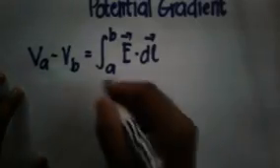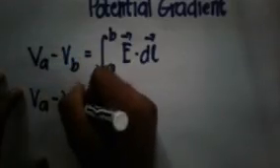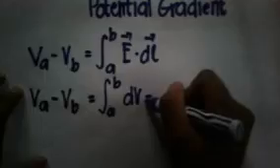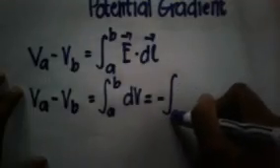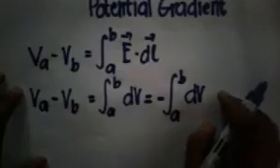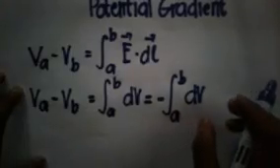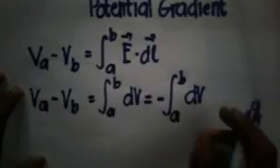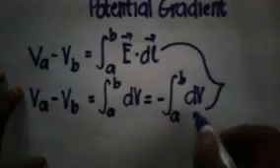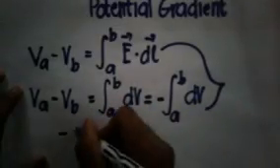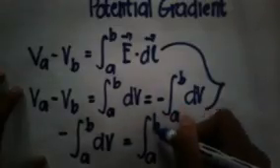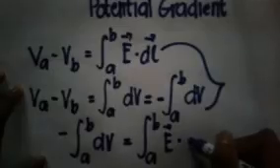So we can write this as the potential at point A minus the potential at point B equal to the integral from point A to point B of dV, which is equal to the negative of the integral from point A to point B of dV, where dV is the infinitesimal change of the potential accompanying an infinitesimal element dl of the path from B to A. So comparing these two equations, we have negative the integral from point A to point B of dV equal to the integral from point A to point B of E, our electric field, dot dl.